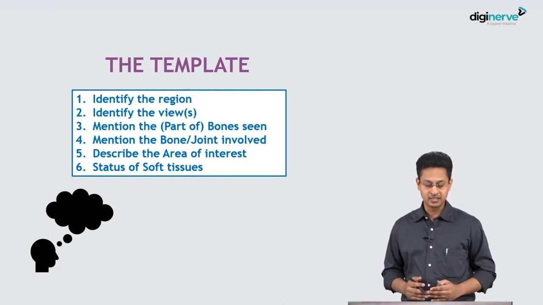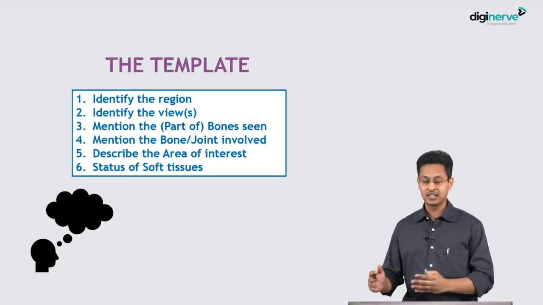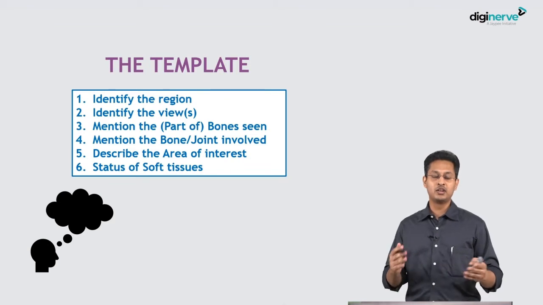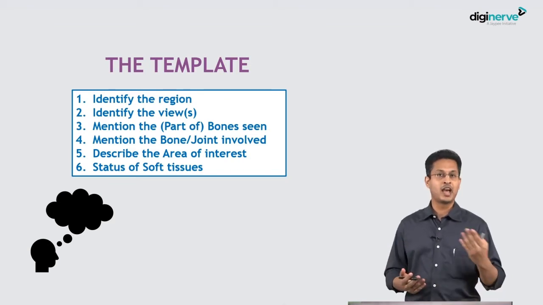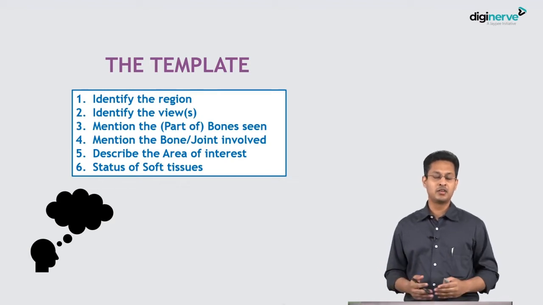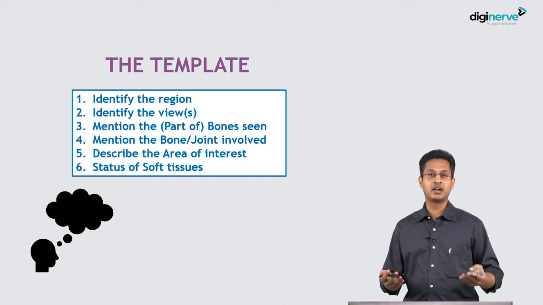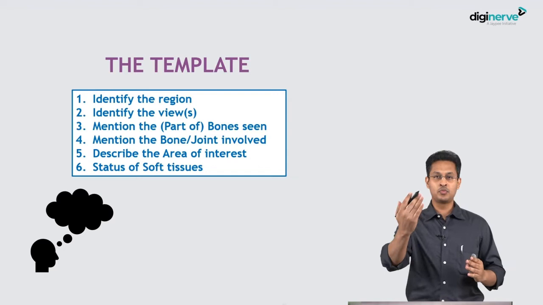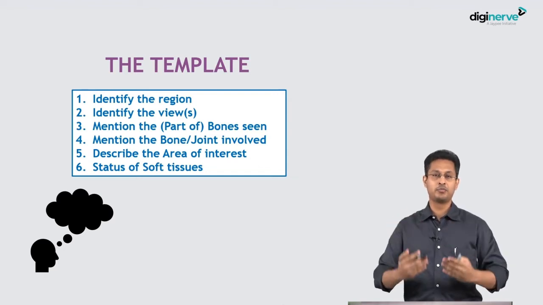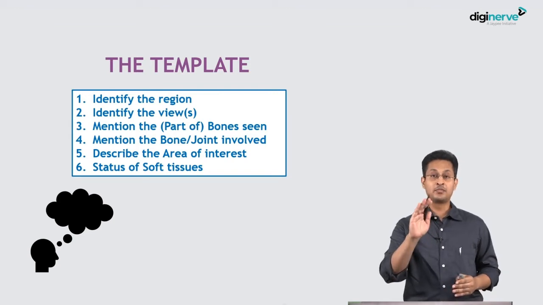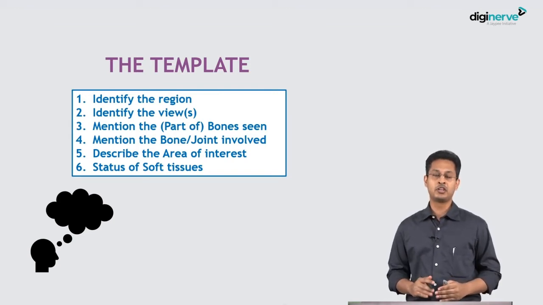The second part is to identify the view. Like I said in the beginning, in most instances we get X-rays in two different profiles, antero-posterior and lateral, which is much more common. On different occasions we may have to take special views, but in general it is usually the antero-posterior profile, as you see the patient from front to back, and the lateral profile, as you see it from the side. So always describe the view. That is the second important point when you start describing the X-ray.